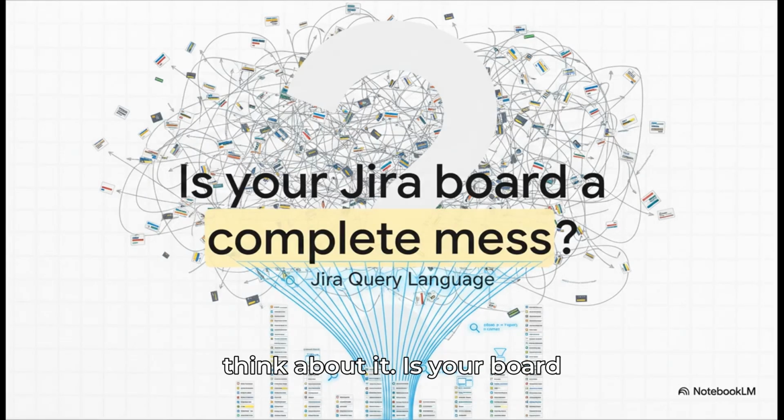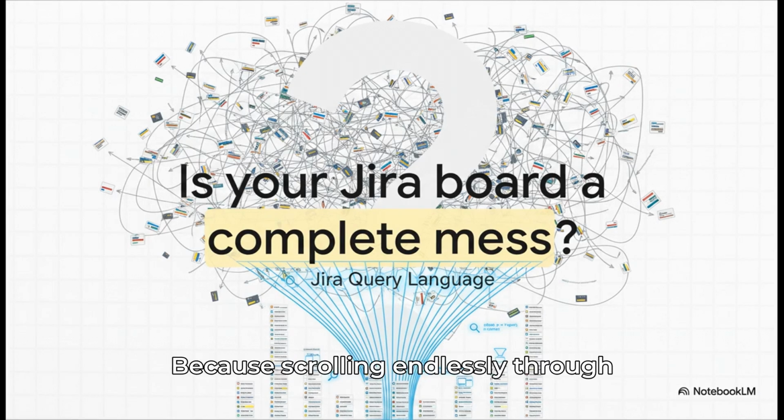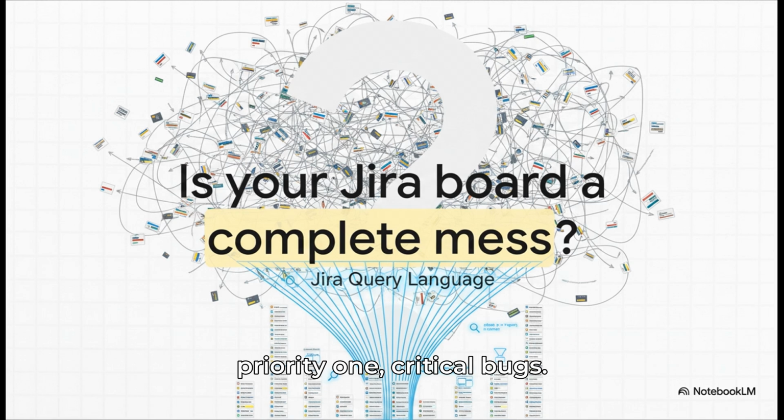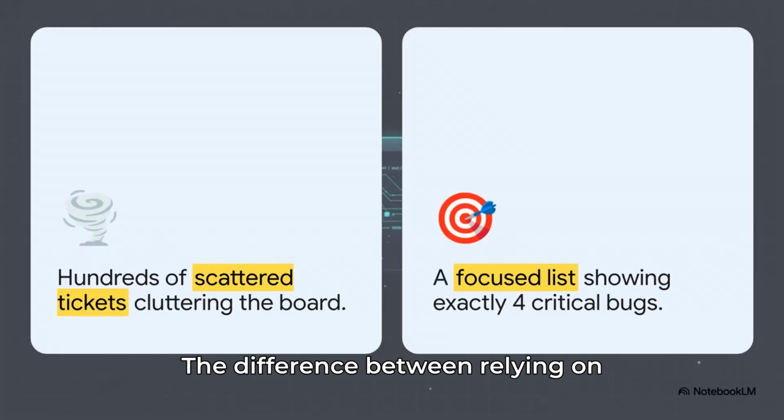So think about it. Is your board completely overwhelming because of scrolling endlessly through hundreds of scattered, untriaged tickets? Yeah, that usually leads to missed SLAs and completely losing track of those P1, priority 1 critical bugs. But Jira Query Language, or JQL, is the absolute antidote to that headache. The difference between relying on basic default views and actually utilizing an advanced JQL search is literally night and day. Default views just give you absolute visual overload, but with JQL, you get a hyper-focused list showing exactly the 4 critical bugs you actually need to care about right now.